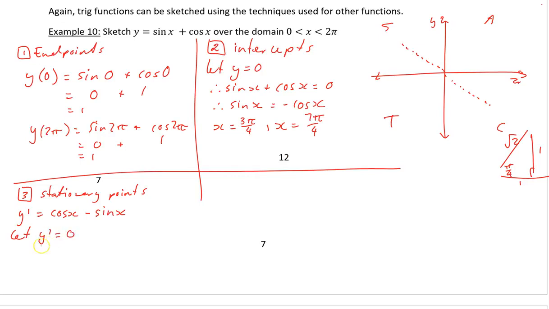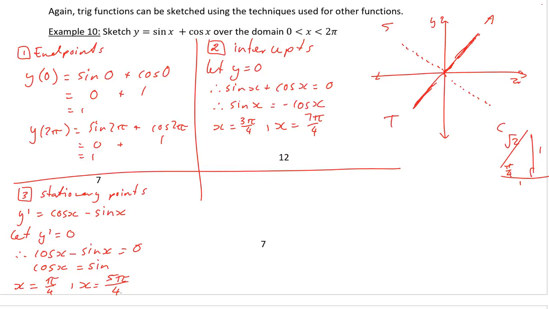Let y prime equal 0. Therefore, cos x minus sine x equals 0. Therefore, cos x equals sine x. When does cos x equal sine x? Well, it's going to be here and here. I'm just going to jump the gun a little bit and say x equals pi over 4 and 5 pi over 4. Right, 2 solutions there.